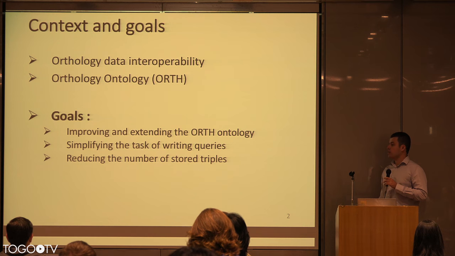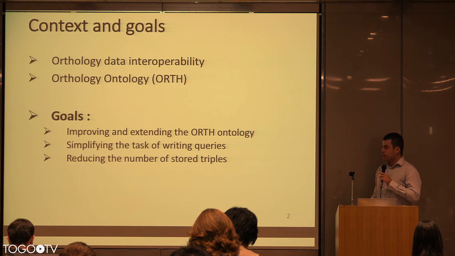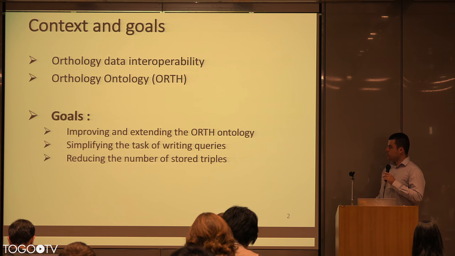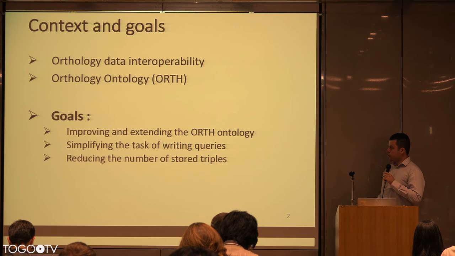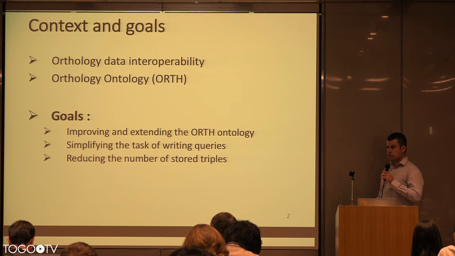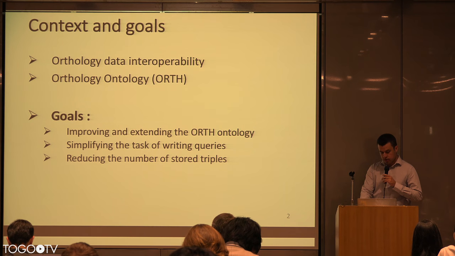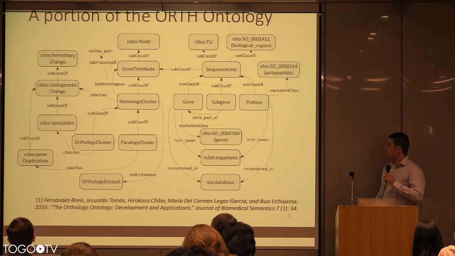The context of this work is that in 2016, an ontology to represent orthology information was proposed, namely the Orthology Ontology. But still, to represent the data that we have in OMA, we had to improve this ontology, extend it, and also make it compliant with description logics. Because we have another goal, which is to simplify the task of writing queries and also reduce the number of stored triples. As our approach is based on logic, a rule-based logic approach, we have to have a DL-compliant ontology. This is a portion of the ORT ontology.